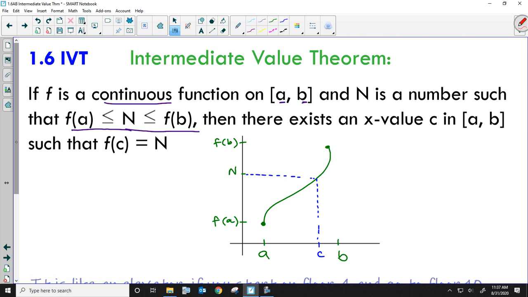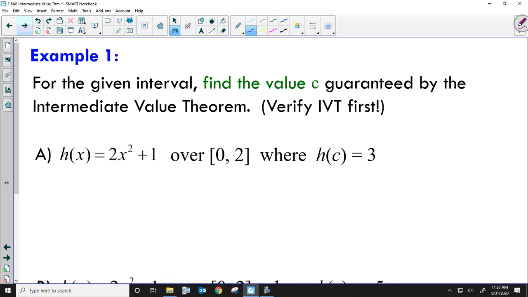Something I want to point out, this is an if-then statement. Before the word then, you have these conditions. I underlined them in purple. These 2 things are conditions. Those must be true in order for the conclusion of this to be true. Okay, so we always want to check the conditions of our theorem first. So I just have a few examples to do, not a lot.